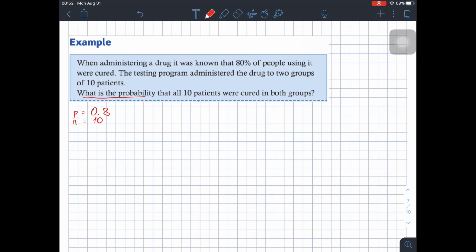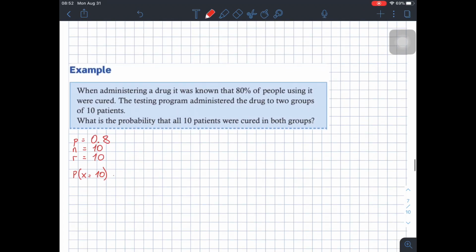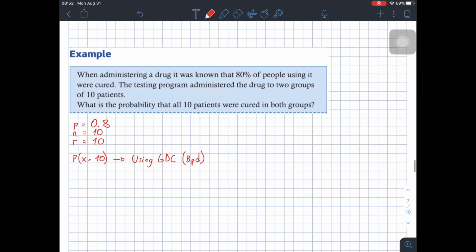So what is the probability that all 10 patients were cured in both groups? If I want all patients to be cured, then my value of R, which is my value of X in the calculator, should be equal to 10 as well, right? We want all of them to be cured. So I need to calculate the probability of X being equal to 10, right? Exactly 10. So again, we're going to be using BPD in the calculator. So using GDC, BPD, because it's exactly 10, and we're going to calculate this probability.